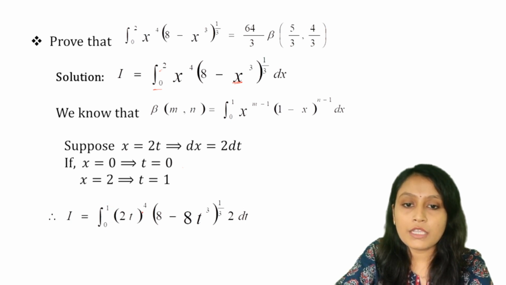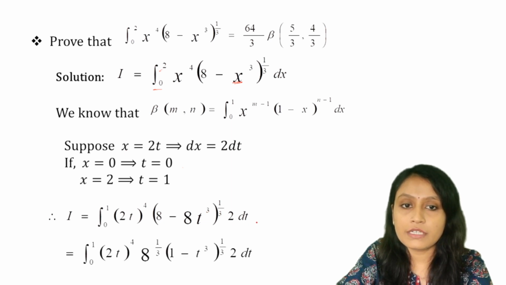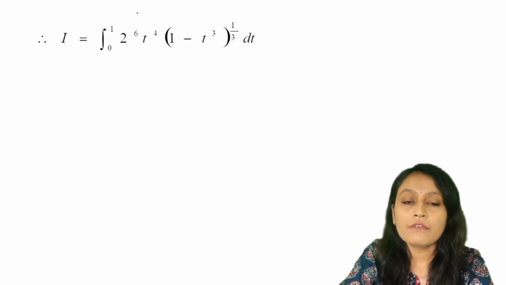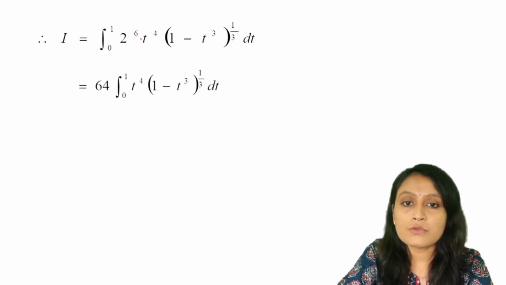Now convert everything in the form of t, so you will get the new limit, that is the integration from 0 to 1 of (2t)^4 into (8 - 8t³)^(1/3) into 2 dt, right? Now we will simplify this. Take 8 common, so you will get 8^(1/3), (1 - t³)^(1/3), 2 dt, and everything else as it is. Further simplifying, you will get the integration from 0 to 1 of 2^6 into t^4 (1 - t³)^(1/3) dt, right? Now 2^6 is equal to 64, so take it out of the integration: 0 to 1 t^4 into (1 - t³)^(1/3) dt.